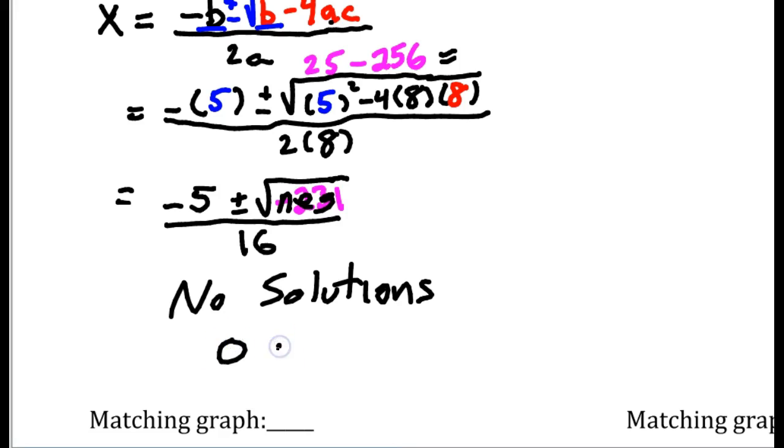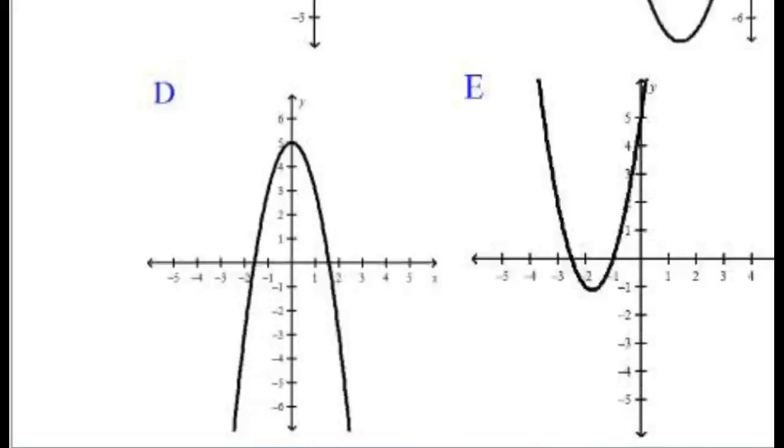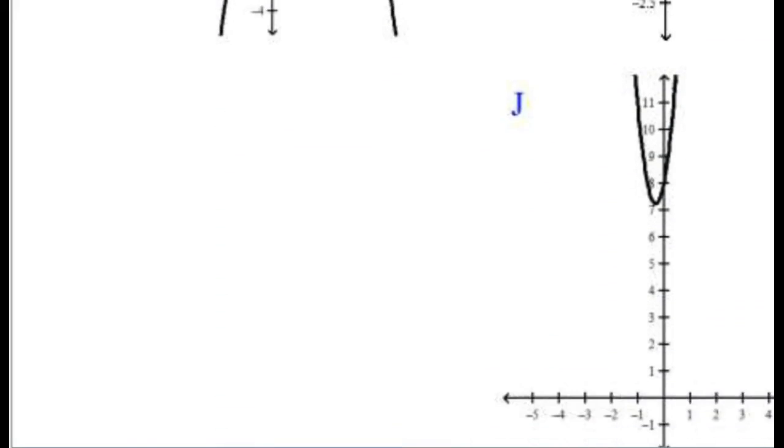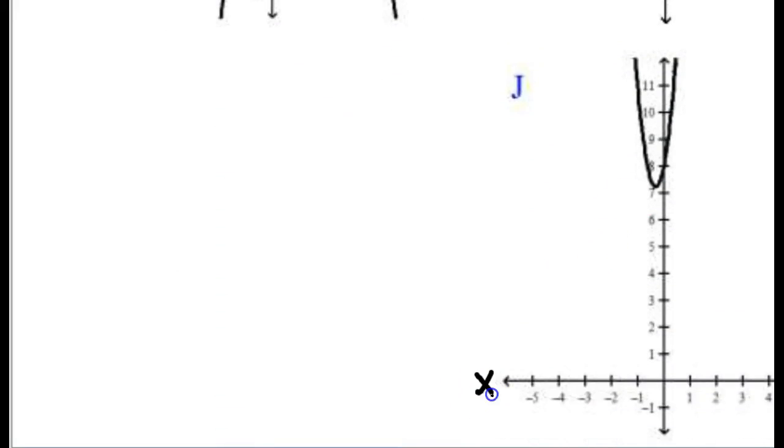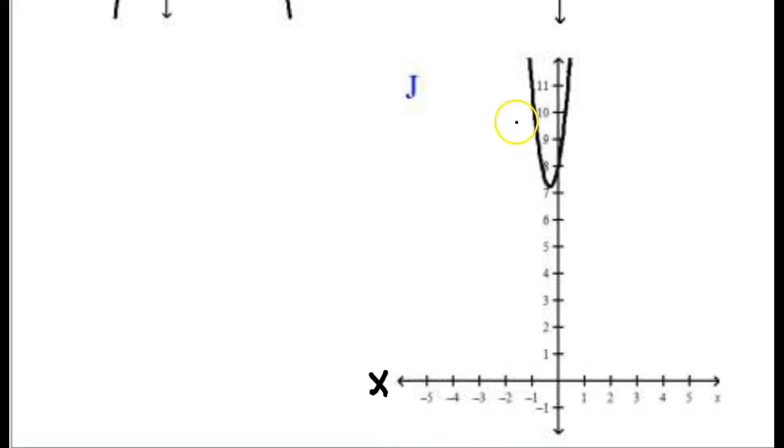Right? Same thing. But remember, that doesn't mean no graph. That just means no x-intercept. So looking at the graphs on the other page, which ones do not have x-intercepts? J, right? So you can still graph it. So let's not say no solution means no graph possible. It just means right here, J, your graph does not cross the x-axis. In other words, if this is something going up in the air, it never touches the ground at all. Okay?